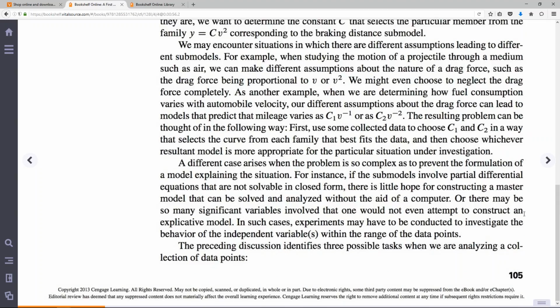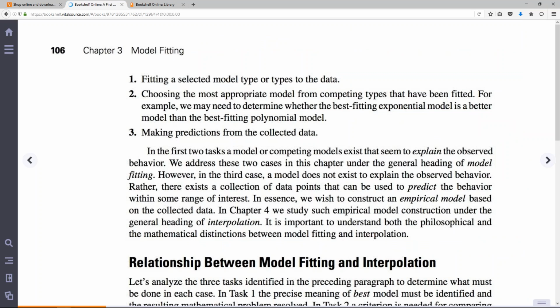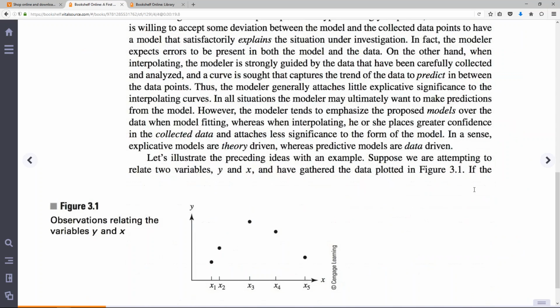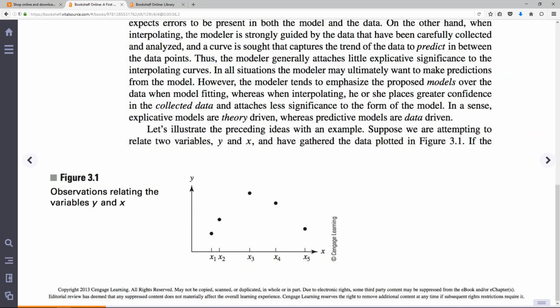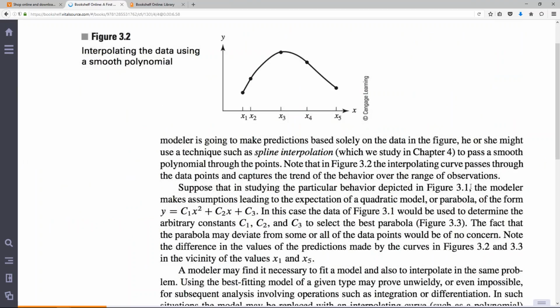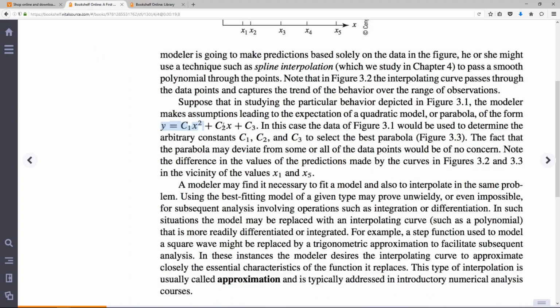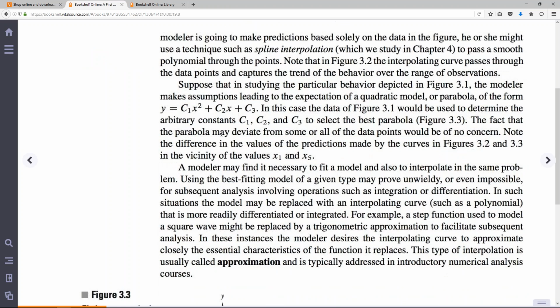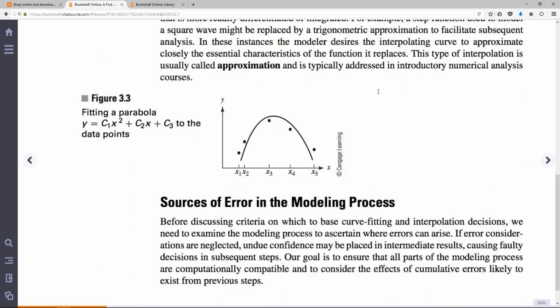Let's just quickly go through some of this, and then we would be able to get to the example rather shortly, right? And then how to fit this model. Interpolating the data using a smooth polynomial, this is just an example to see. The functional form of the polynomial would be y equals c1 x squared plus c2 x plus c3. And then you could fit a parabola, and then you could try to fit this model.